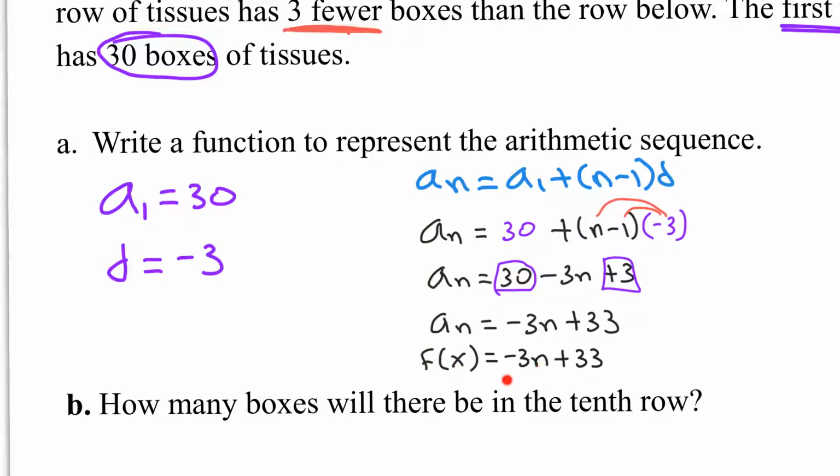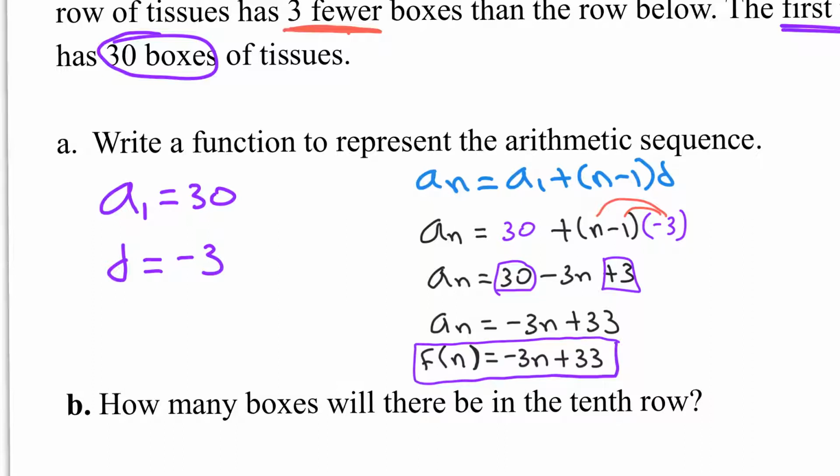So I need to have the same variable. Every time you guys have function notation, whatever variable you guys have here has to be the same variable as over here. So you can change it to n. So I'm going to change that to n so we can have it in function notation. So f of n equals negative 3n plus 33. So we got the function right here.